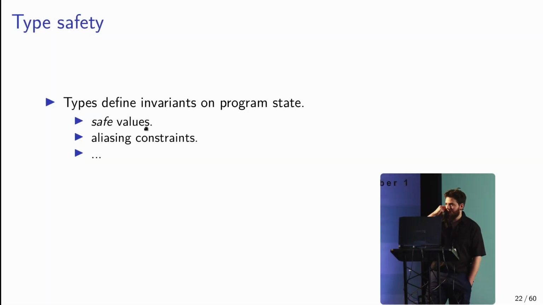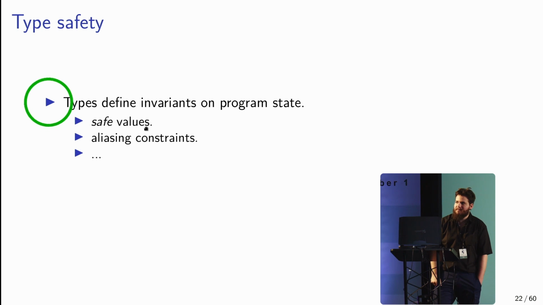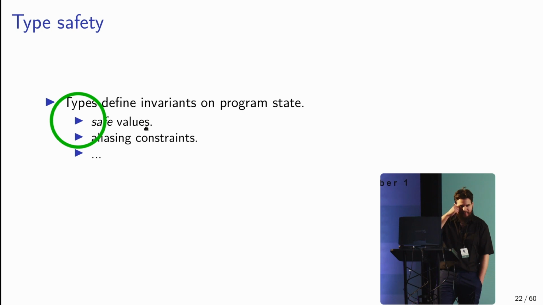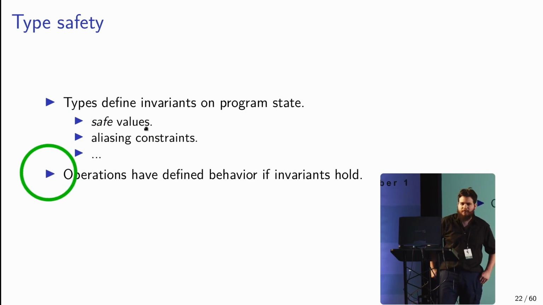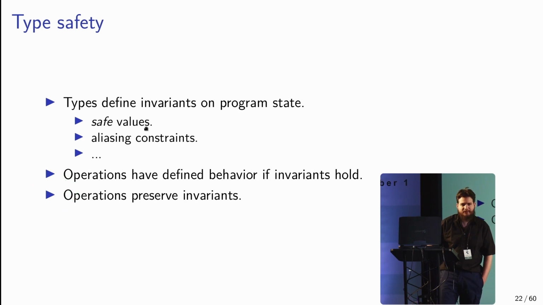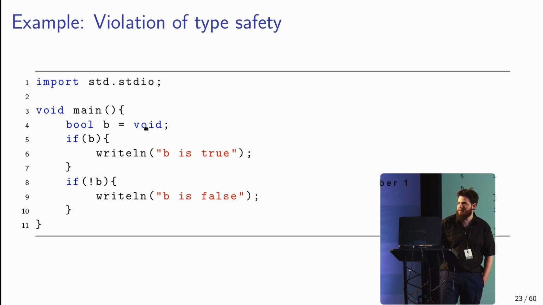So this brings us to the next topic. So there's type safety, and if you have a type-safe language, your types define invariants on the program state. In D, we have safe values for each type, and some types also come with constraints on how they can alias. And all safe operations have defined behavior if the invariants hold, and they preserve the invariants. Of course, type safety doesn't always hold.